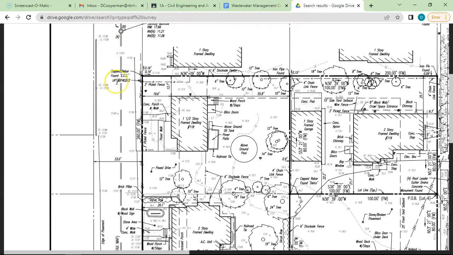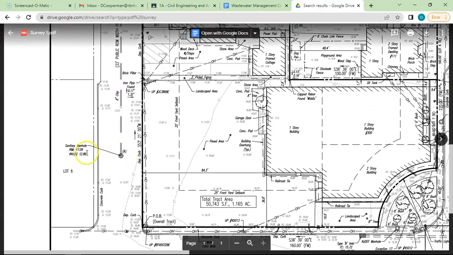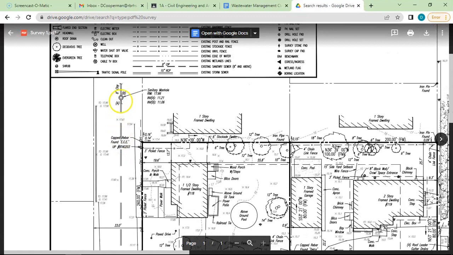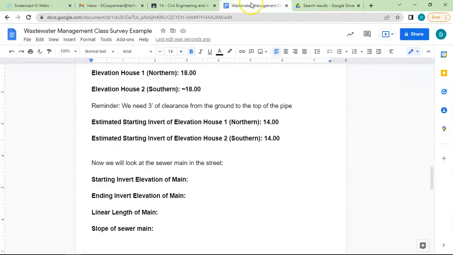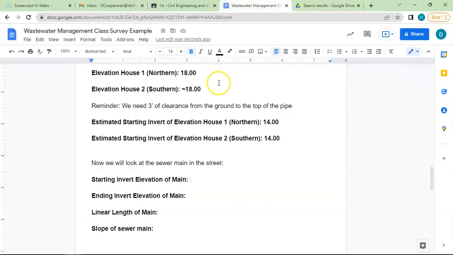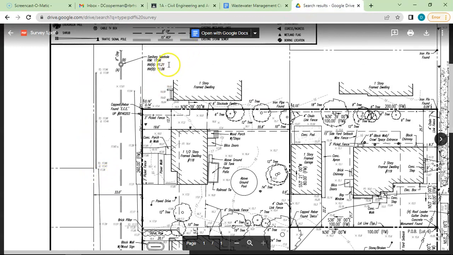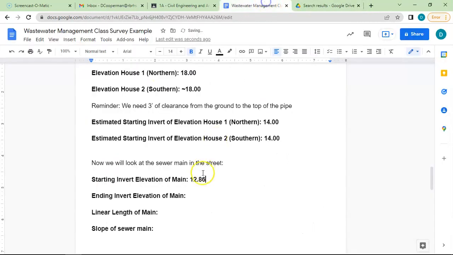And now let's go down this pipe. And here's your upstream manhole. You have the rim at 17.09 and the invert at 12.86, meaning the starting elevation is 12.86 and the ending elevation is 11.21. So starting elevation was 12.86. And the ending elevation was 11.06.